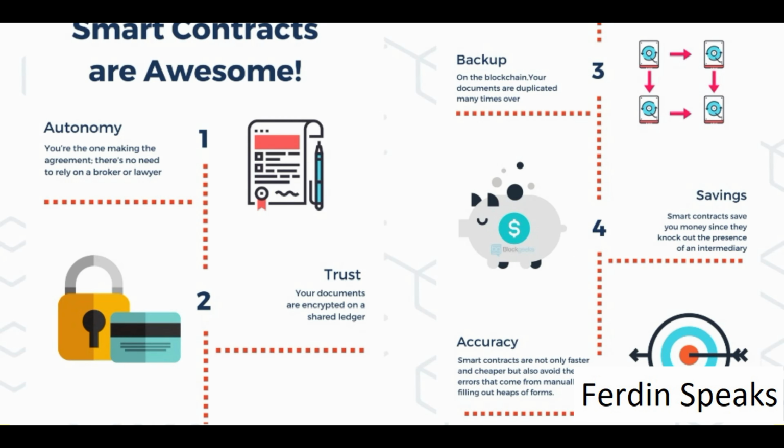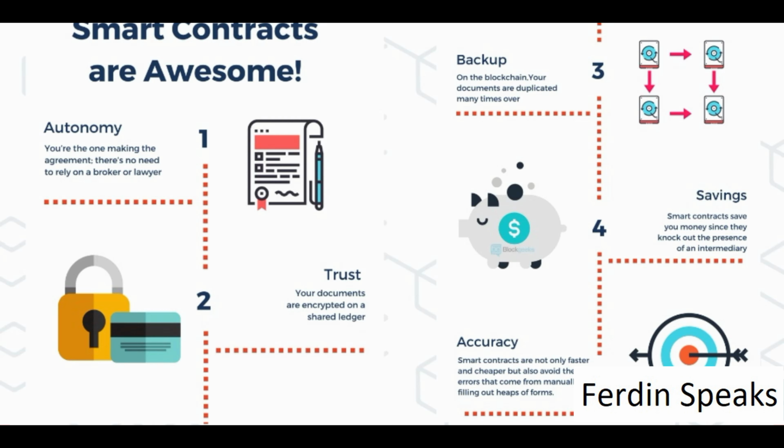And then we have the features of smart contracts. Autonomy: it is automatically executable. You are the one making the agreement, and there is no need to rely on a broker or lawyer. Then trust: your documents are encrypted on a shared ledger and it is highly encrypted, so you cannot crack it easily, and no hacker can interfere with this smart contract. And it has a backup. On a blockchain, your documents are duplicated many times over.